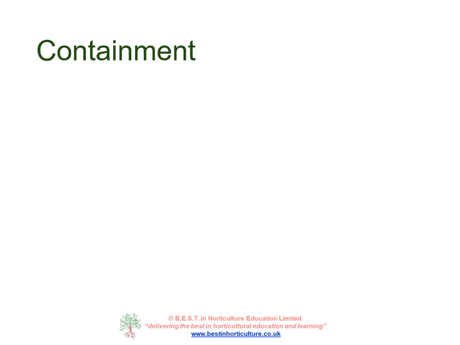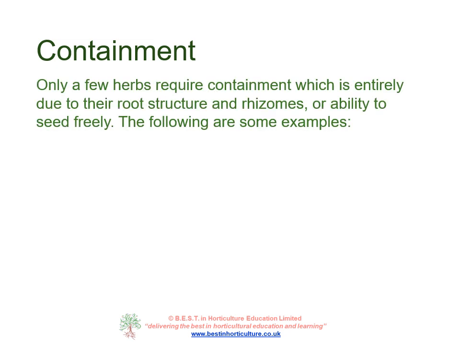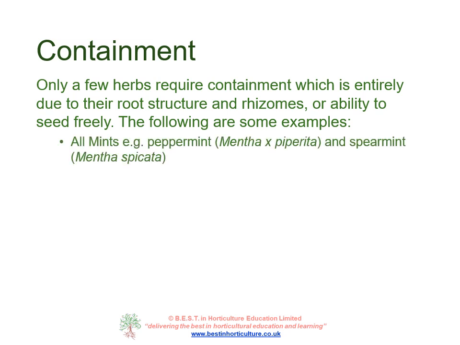It should also be worth mentioning those herbs which do require a degree of containment. Only a few herbs require containment, and this is entirely due to their root structure or rhizomes, or the ability to seed freely. This can mean that they can be potentially invasive in a garden setting. The following are some examples. All the mints are potentially invasive, for example peppermint, Mentha x piperita, and the spearmint, Mentha spicata.